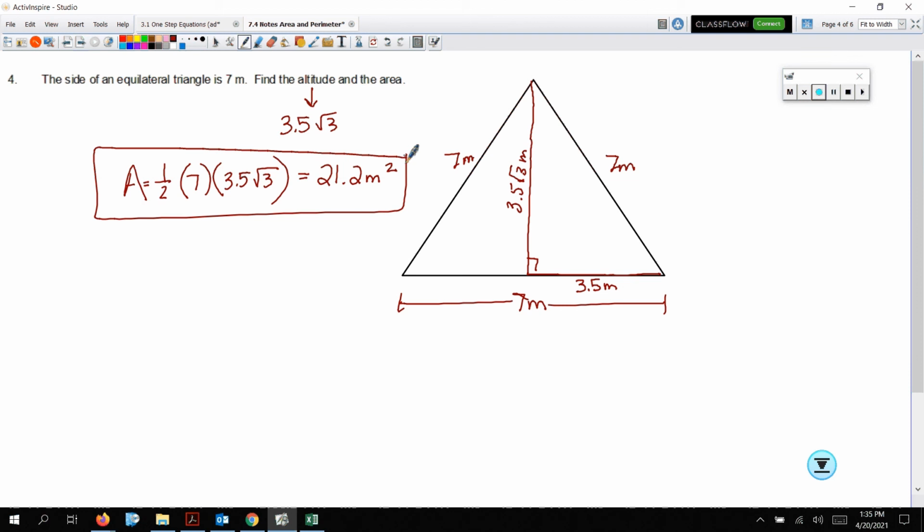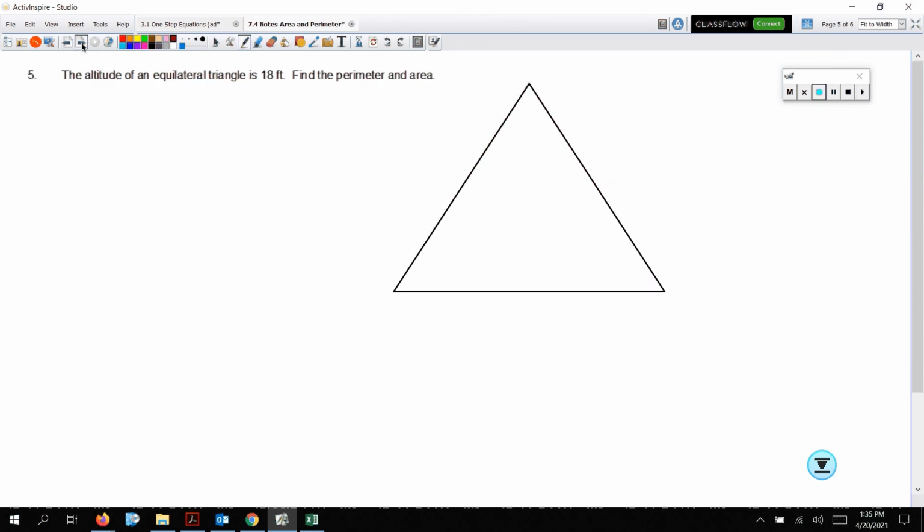Okay, we only have one more example here. All right, the altitude of the equilateral triangle is 18 feet. So this vertical distance is 18 feet. The altitude is AKA the long leg.